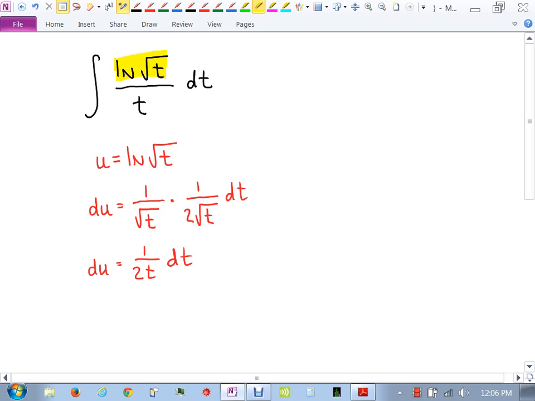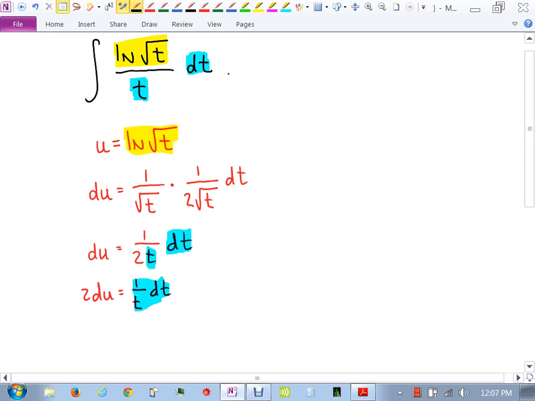Look, we have the natural log of square root of t on top, right? So we got all that. The only thing left is the dt over t, which you have right here. So you just don't want the 2 on the bottom there. So multiply both sides by 2. So this worked, actually. It's not the way I saw it, but it worked. Multiply both sides by 2: 2 du equals 1 over t dt. I'm ready to rewrite the integral.